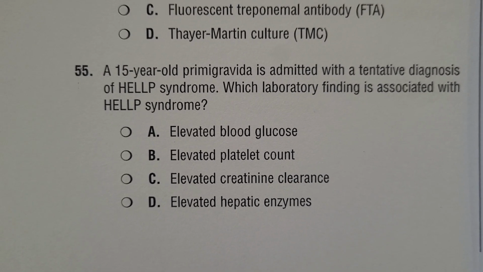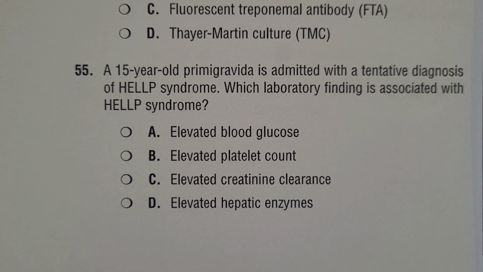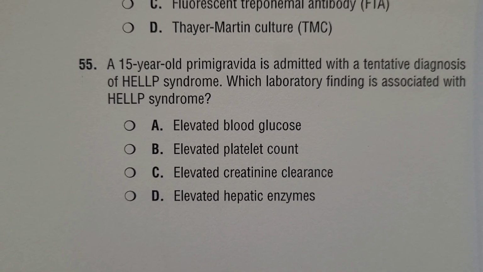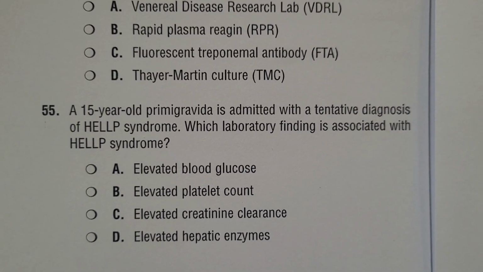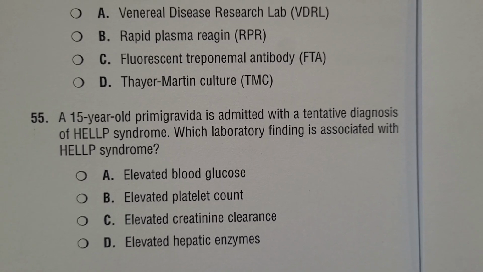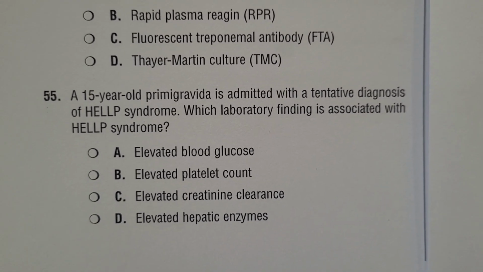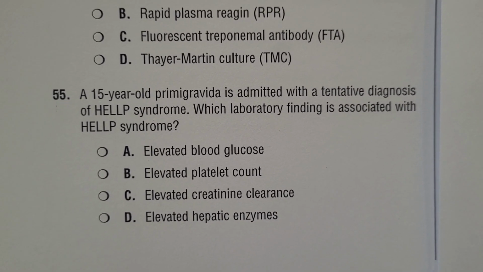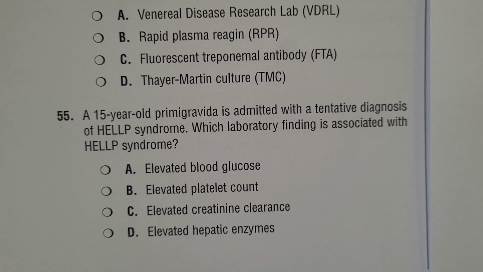Number A, elevated blood glucose. No, elevated blood glucose is not related to HELLP syndrome, so this is incorrect. Number B, elevated platelet count. This is also incorrect because there is a low platelet count in this syndrome. Number C, elevated creatinine clearance. Elevated creatinine increases in renal disease, not in HELLP syndrome, so answer C is also incorrect. Number D, elevated hepatic enzymes. Yes, this is our correct option because, as I told you, in HELLP, EL means elevated hepatic enzymes. So our correct option is D.